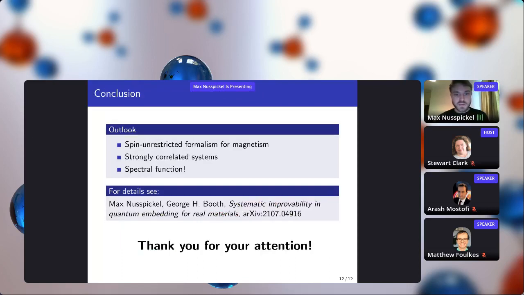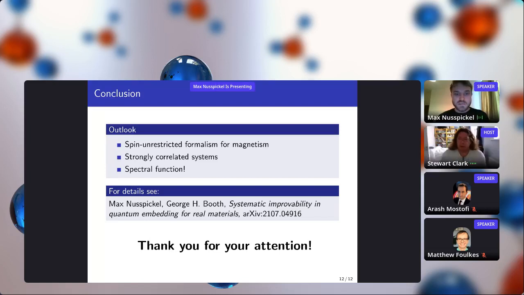Now with this, I'd like to come to my conclusion. First off, where are we going to go from here? At the moment, we are implementing this in a spin-unrestricted form, such that we can look at magnetism. That's fairly straightforward. We'd like to look more at strongly correlated systems. As I said, I think this is where the strength lies, and look at different properties as well.